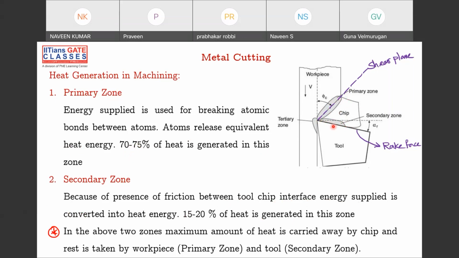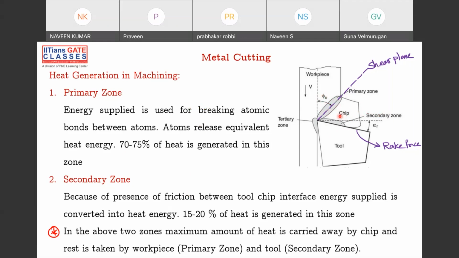In both cases, there is an interface: workpiece and chip, tool and chip. In both the primary zone and the secondary zone, the chip is common. And the good part is that the chip will take away the maximum temperature. In the sense, the chip will absorb more temperature and throw it away. It's good, right? Because the temperature should not be absorbed by the workpiece. Otherwise, the workpiece will be heated, its properties might change, and the machining will not occur properly.